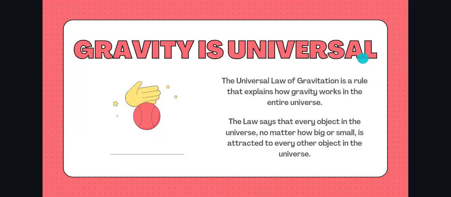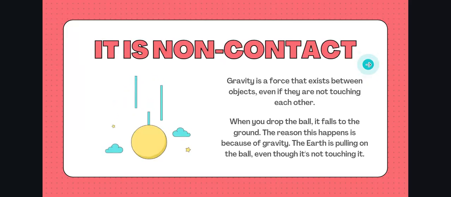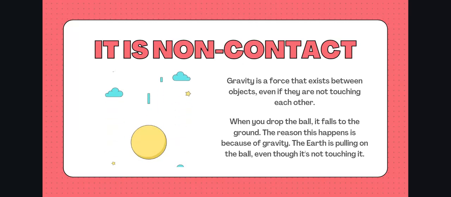So you might be asking, well, you said grounding and contact or non-contact. Well, non-contact gravity is a force that exists between objects when they're not touching each other, such as when you drop a ball, it falls to the ground. This is because of gravity. The earth is pulling on the ball, even though it's not touching it.